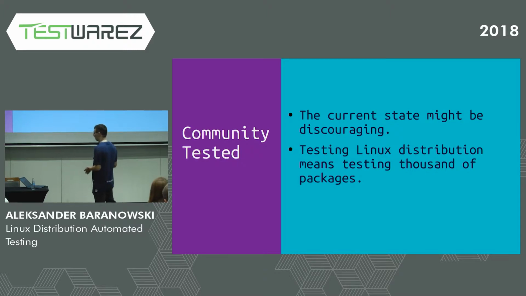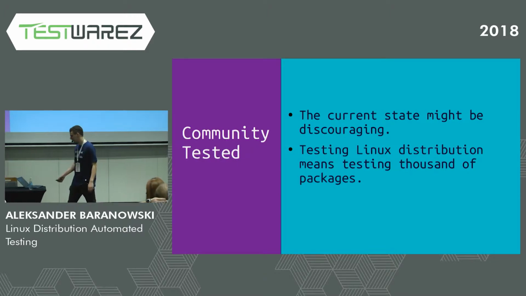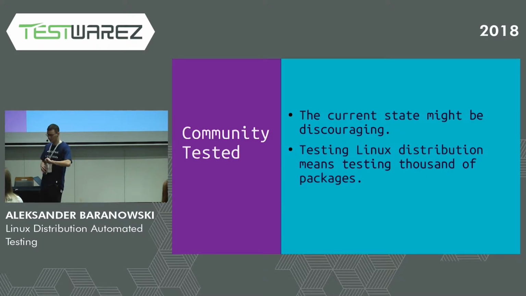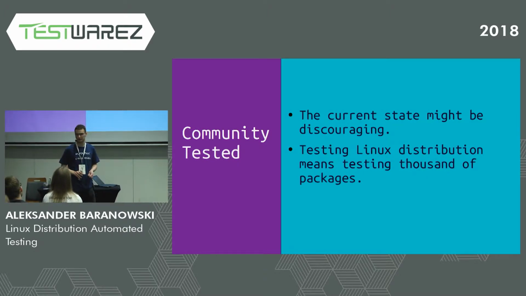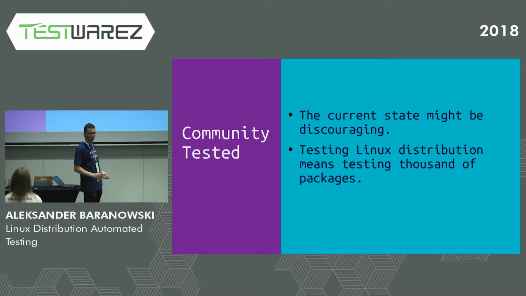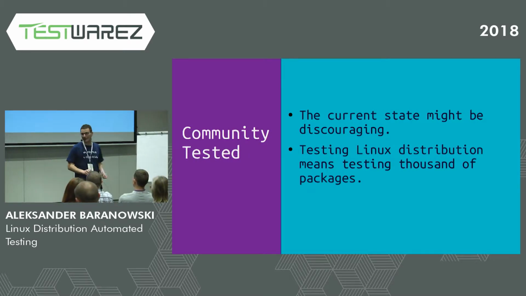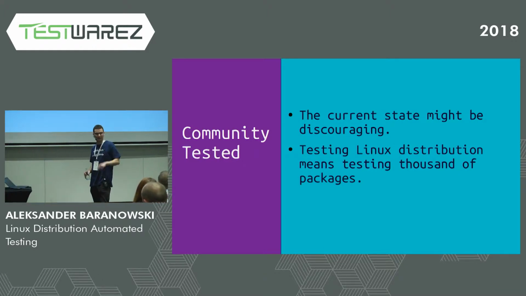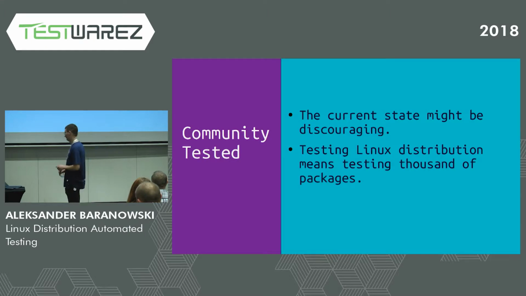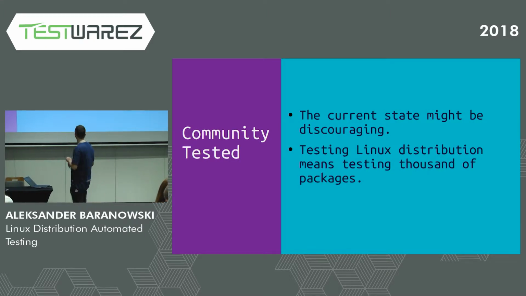And the current state can be discouraging because, as I said before, testing the whole distribution means testing thousands of packages. Look, for example, at Void Linux. Void Linux is a little distribution that nearly died a year ago because the main developer disappeared. Nobody knows what happened to him. Maybe he is dead, maybe not, I don't know. The one-man distribution. One man, 8,000 packages, and 1,000 packages to test. It can be discouraging.